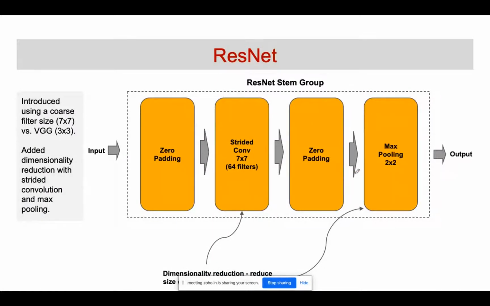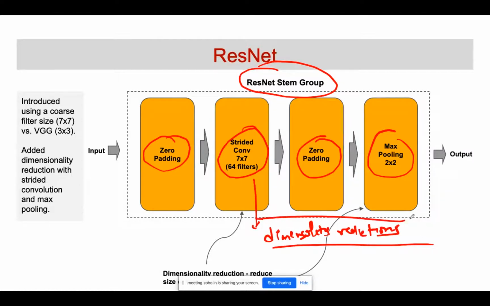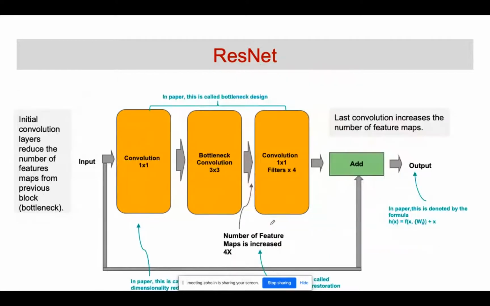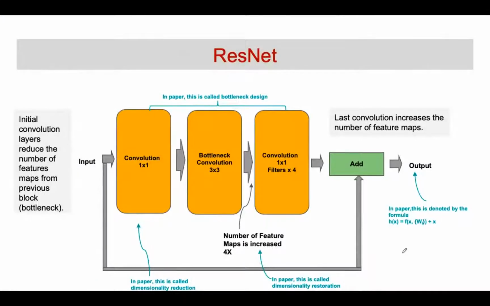Now you see here, inside of the ResNet group: input, zero padding, stride, then zero padding, max pooling. What is happening here? Dimensionality reduction. Dimensionality reduction happens here, in the ResNet block. Now you see clearly we are adding this input to here.